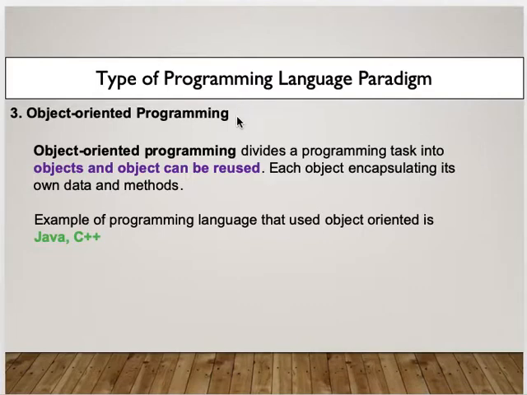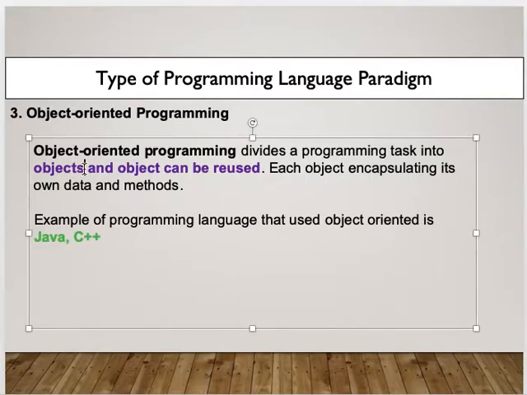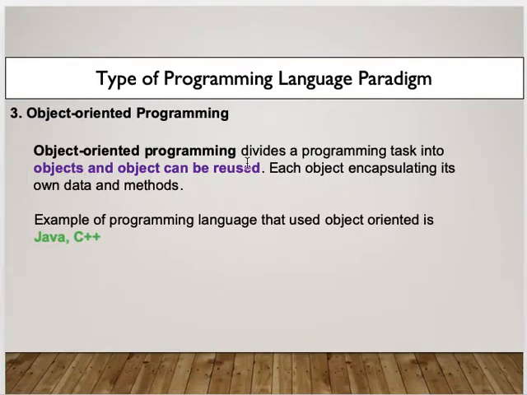So the last type of programming language paradigm is object-oriented programming. The keyword is object. So object-oriented programming divide a programming task into object, and object can be reused. Example of programming language that use object-oriented paradigm is Java and C++.